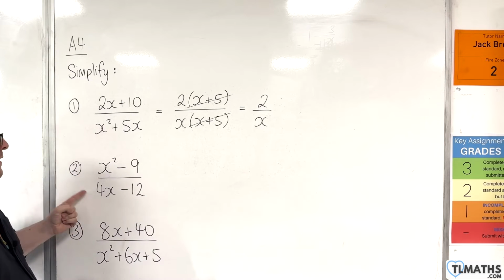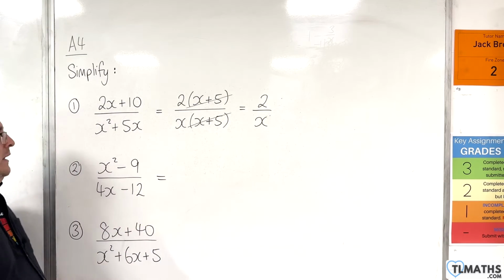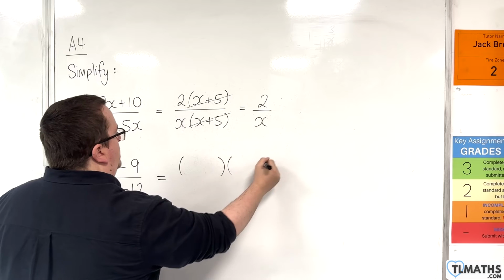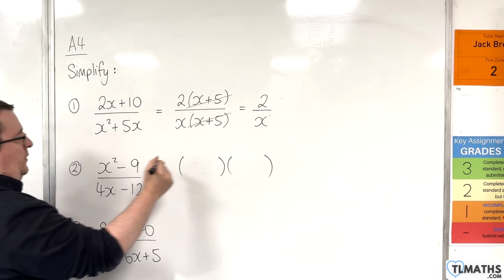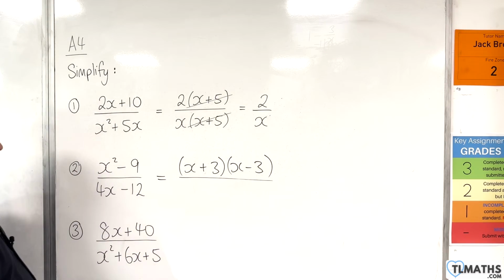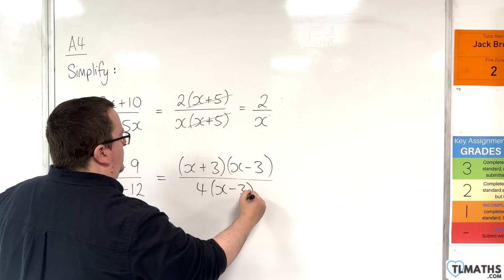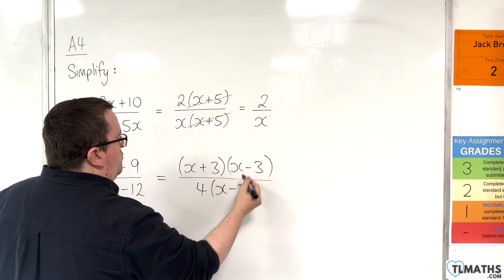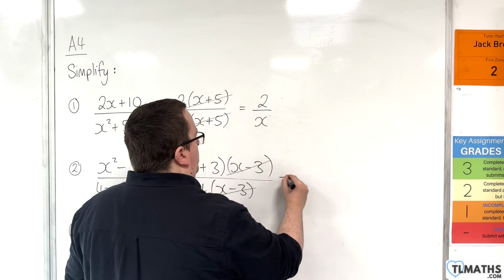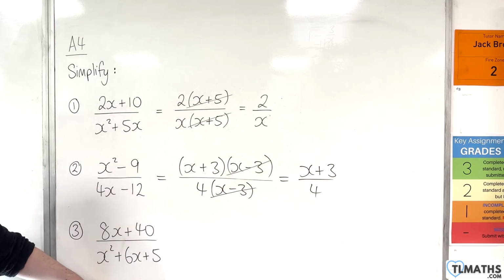We have x squared take away 9 over 4x take away 12. Now we need to identify x squared take away 9 is the difference of 2 squares. So we can factorise that into 2 brackets, and we're going to have x plus 3, x take away 3. The denominator we can factor out 4, and we'll have x take away 3. So we now have a common factor in the numerator and denominator, so we can divide top and bottom by x take away 3, and we're going to be left with x plus 3 over 4. And that's what it simplifies to.